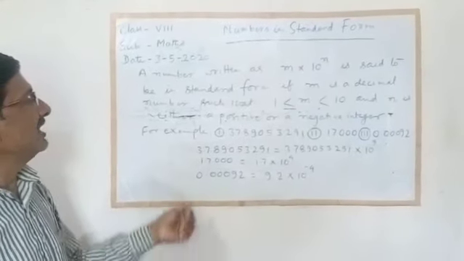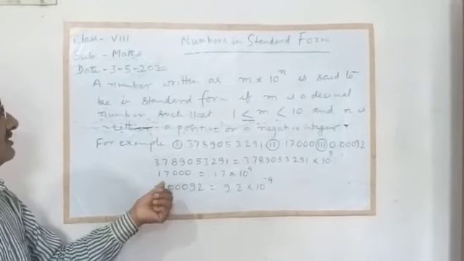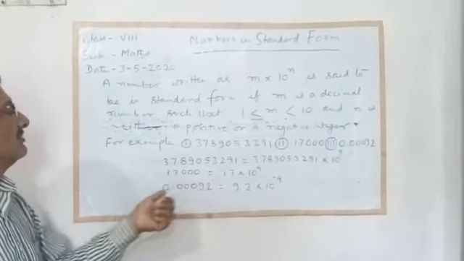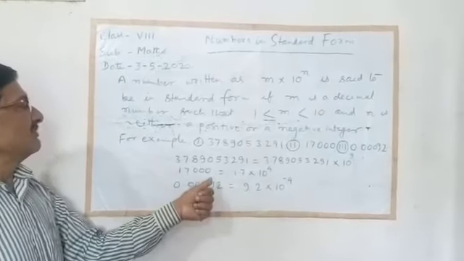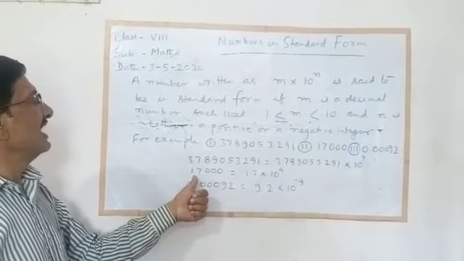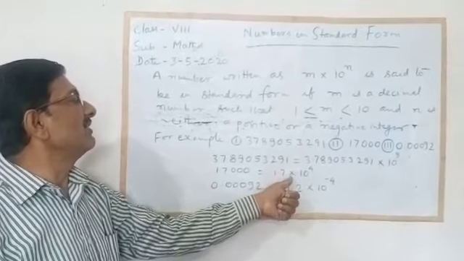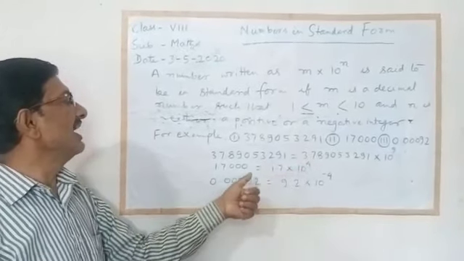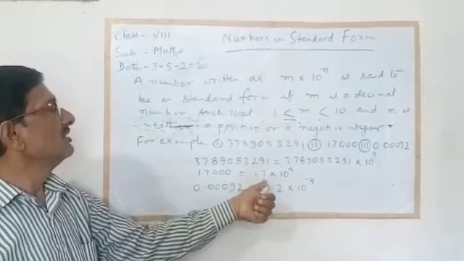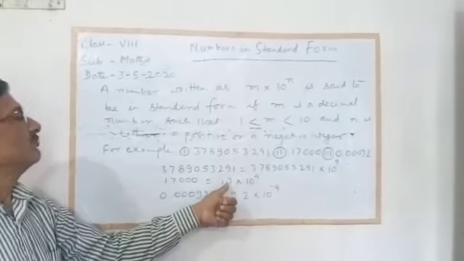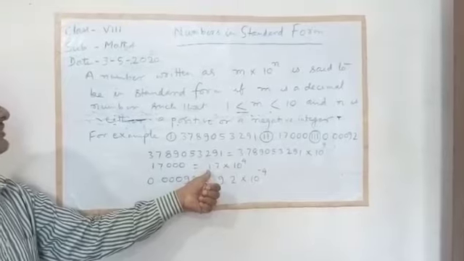So this is the number in standard form. In the second example, it is 17,000. How to write it in standard form? Here also we have to shift the decimal 4 digits back. So that will be equal to 1.7 into 10 to the power 4. We have shifted the decimal 4 digits back, so 1.7 into 10 to the power 4 will be the number in standard form.